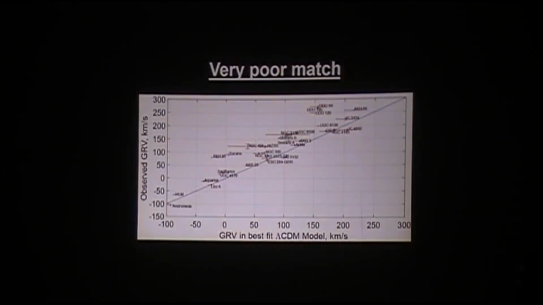So what we found is that it hasn't worked very well. This is the radial velocity that's predicted in the best fit model. The observations are much higher, systematically much higher. So it's weird. This is actually the best fitting model we had.